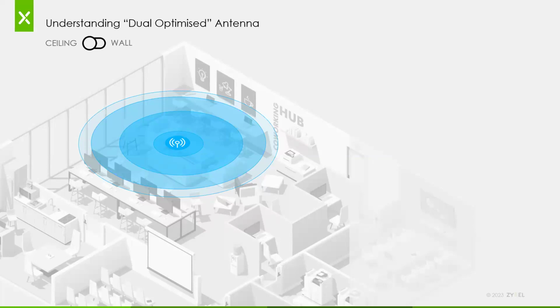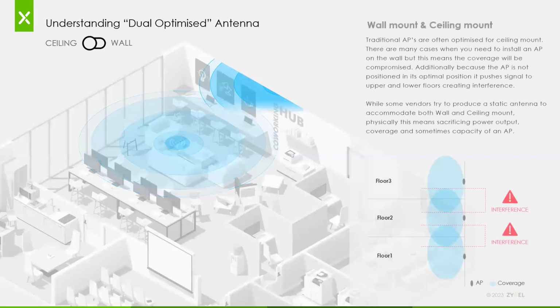Now, the challenge that we run into in the real world is you often don't get to mount your access points on the ceiling for whatever reason. You need to mount some of them on walls. And when you do that with a traditional static access point, you basically get less than ideal coverage. You end up sending a lot of your signal up into the ceiling and down into the floor, and you don't get as wide of coverage as you would get with an optimized antenna for wall placement.